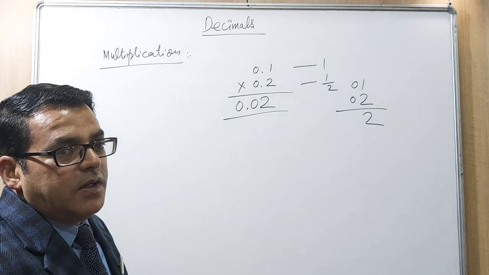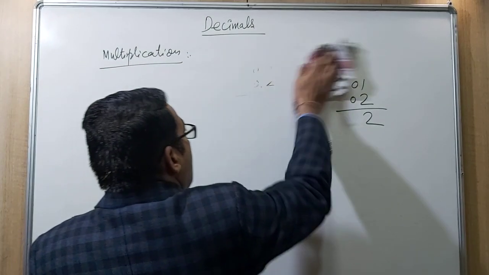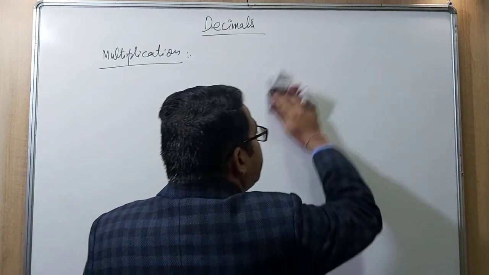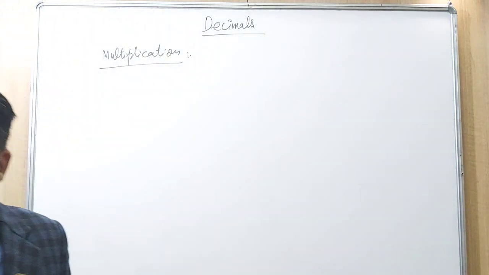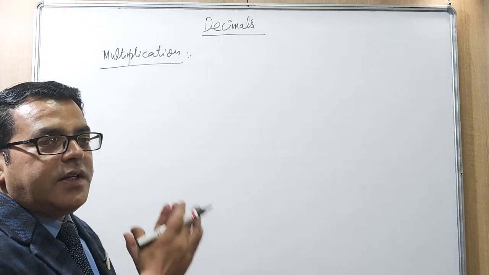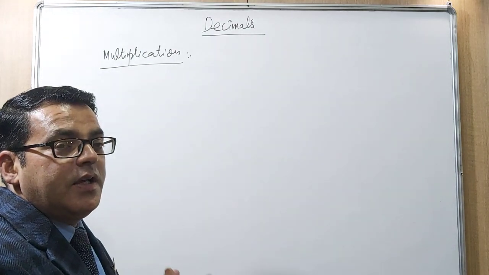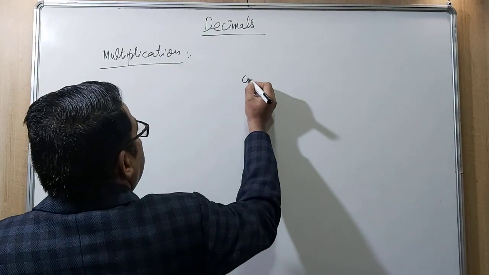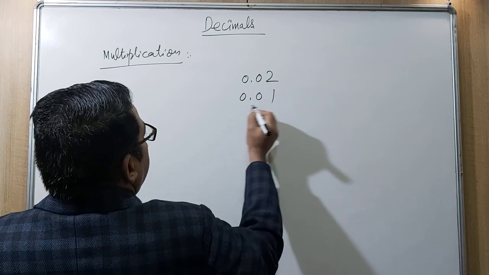Hope you understand, right? So the conclusion is you need to count how many digits are there after the decimal point. And in our answer, in our product, you should write that same number of places after the decimal point. Another example I am taking here: 0.02, now we are multiplying it with 0.01.